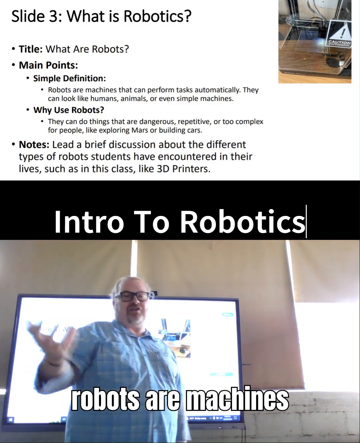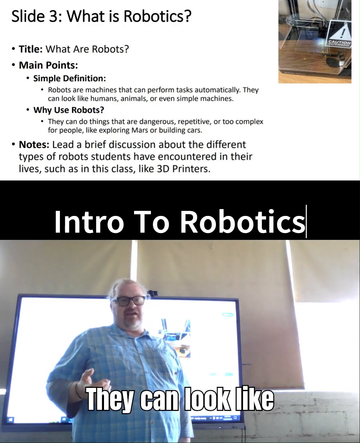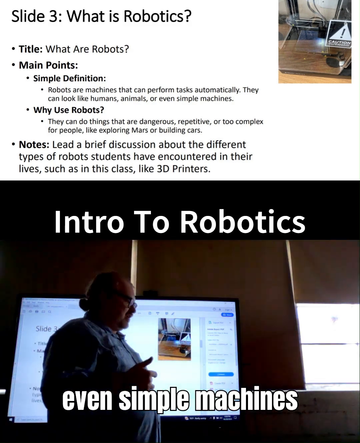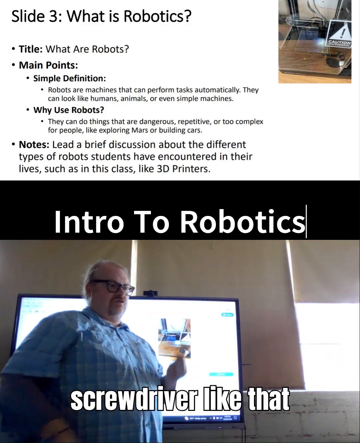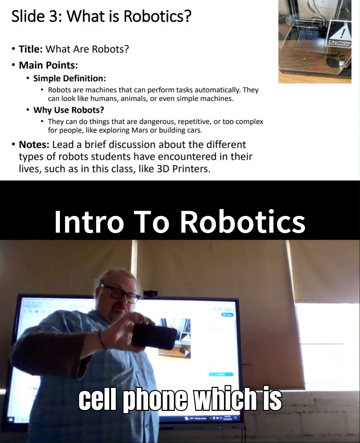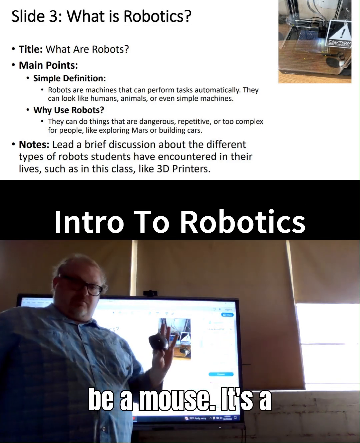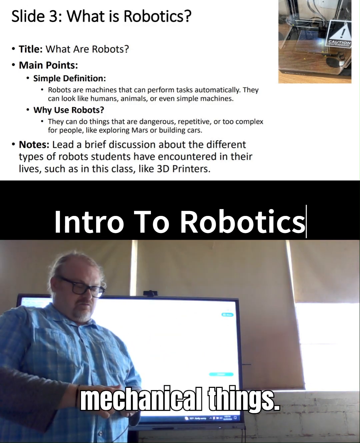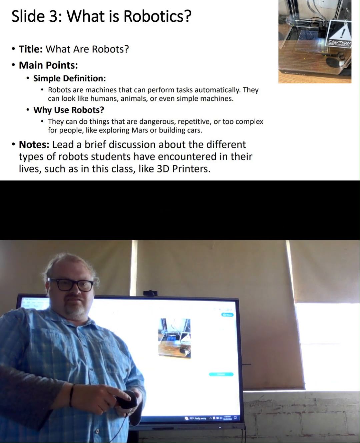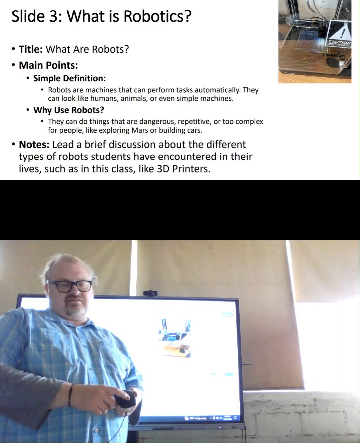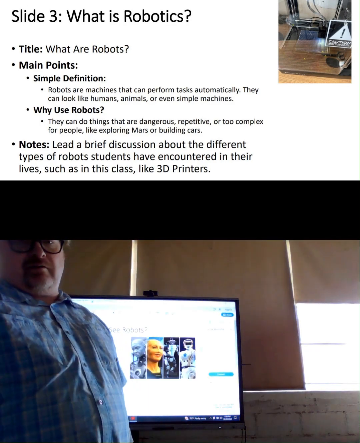So robots are machines that can perform tasks automatically. Usually they're mechanical things. They can look like humans, animals, or even simple machines like a pencil or screwdriver, or it can look like a cell phone, which is obviously a very complex piece of machinery. Could be a mouse. That's a robot. It does mechanical things. Sorry, I queued up the slides there. Okay, so that's a 3D printer. We're actually printing on it right now. You might be able to hear it in the background.